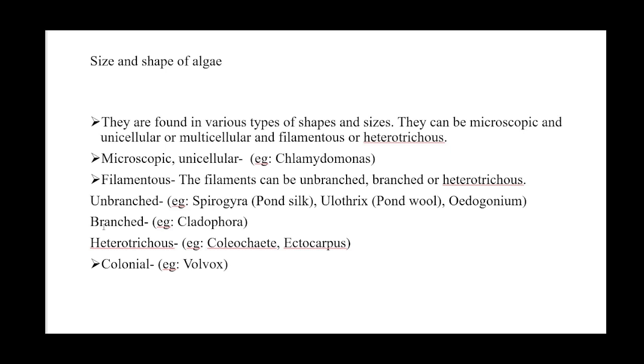An example of algae which have branched filaments is Cladophora. Examples of algae which have heterotrichous filaments are Coleochaete and Ectocarpus. Heterotrichous filaments are those that have two portions: one is a prostrate portion and the other is an upright or projecting portion. An example of a colonial alga is Volvox.